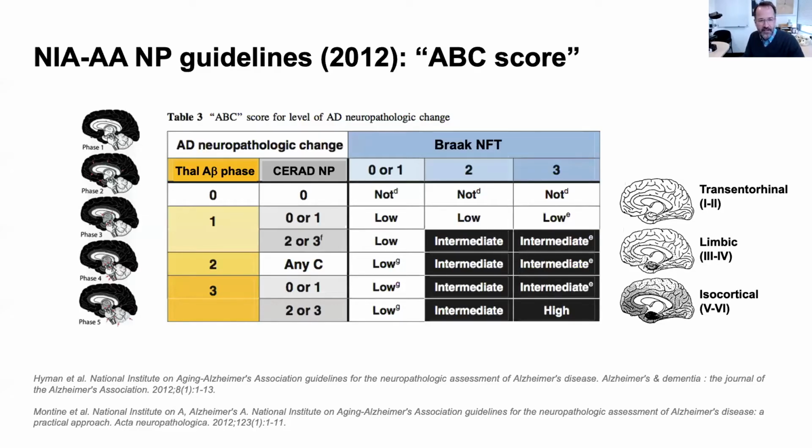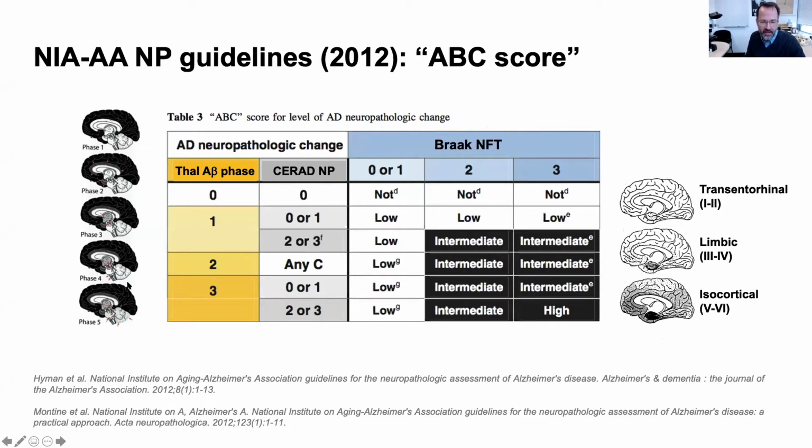This is the current guidelines that we have for diagnosing Alzheimer's disease. It's a table that incorporates tangle staging, and we use something called the Braak tangle staging that I was mentioning before. Early tangles in the medial temporal lobe that then get more severe and spread to the limbic regions, hippocampus, amygdala, and then spread diffusely throughout the neocortex. We also use a system for staging plaques.